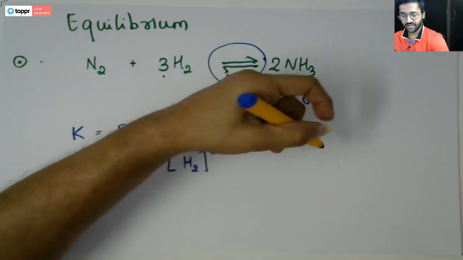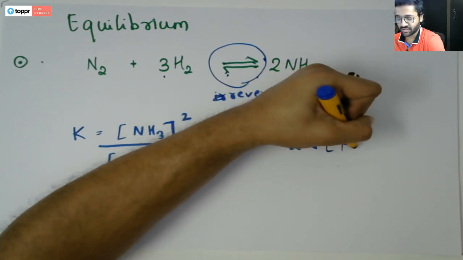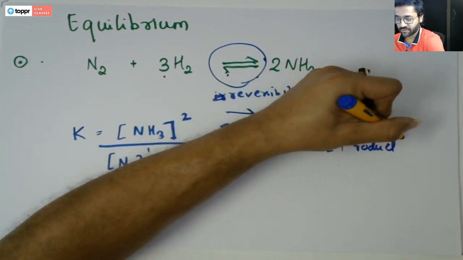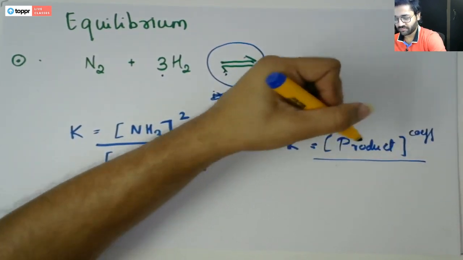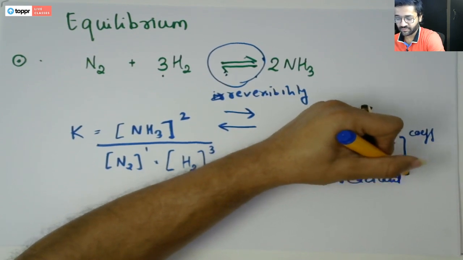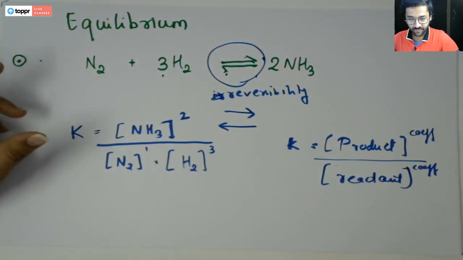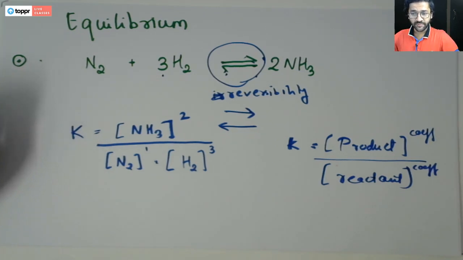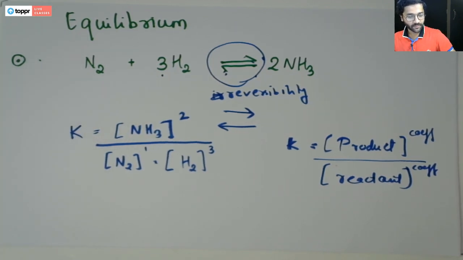In general, we can say the formula will be K equals the concentration of products to the power of their coefficients upon the concentration of reactants to the power of their own coefficients. Alright, let's see what kind of problems we have with respect to solving for equilibrium constant.